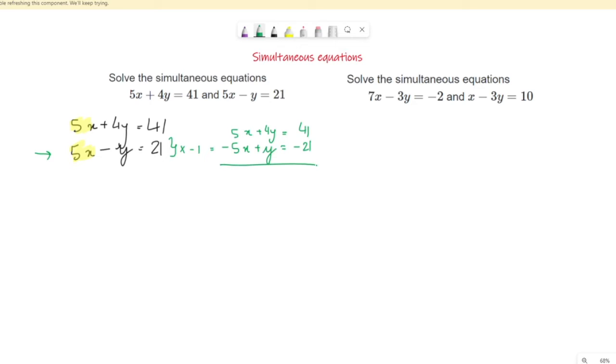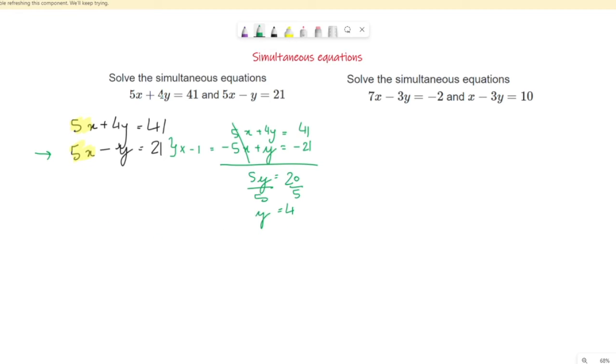And now you see, can we cancel it now? Can we eliminate 5x now? Yes, we can. 5x cancels 5x. 4y plus y becomes 5y. 41 minus 21 becomes 20. Divide both sides by 5. Y is equal to 4.